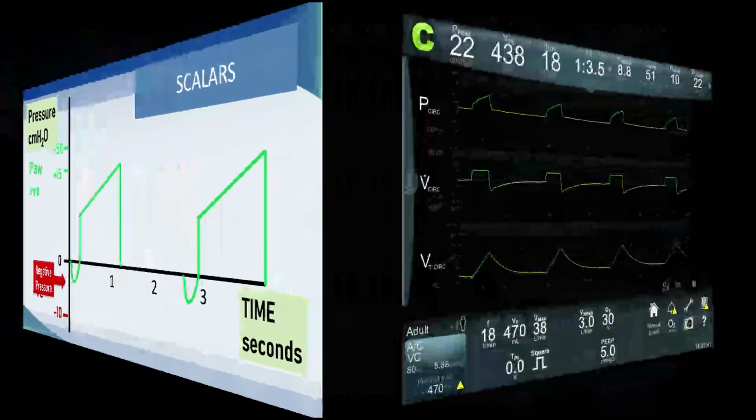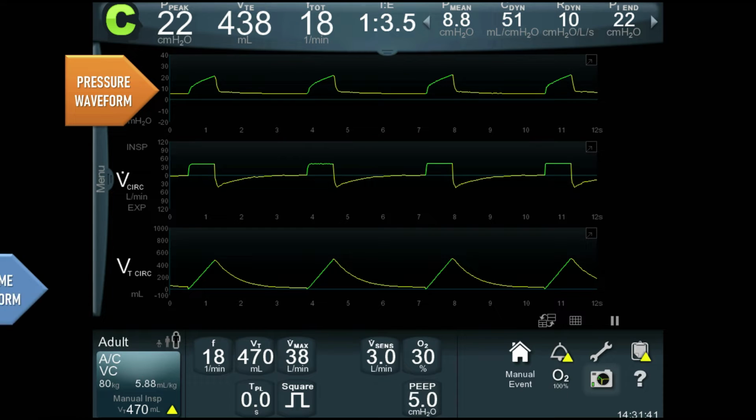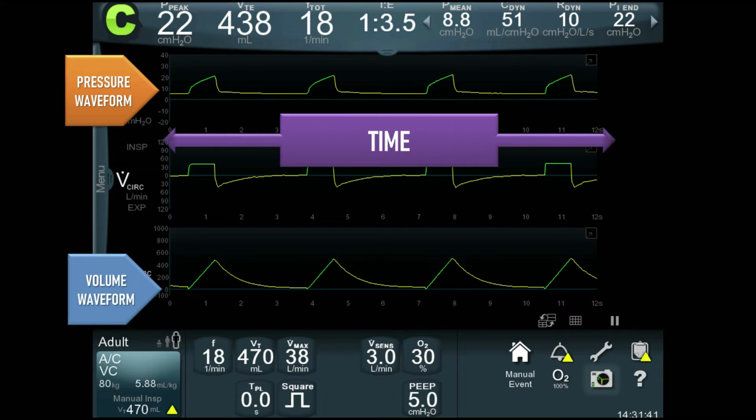And this is what it looks like on the vent screen. Here we have our pressure waveform. Note that shark's fin pressure waveform, and here is our volume waveform. Remember, when you see that green bit on the waveform, that is what the ventilator is doing to the patient. The yellow bits are all passive. The scalars here are time, and this is the magnitude of airway pressure.